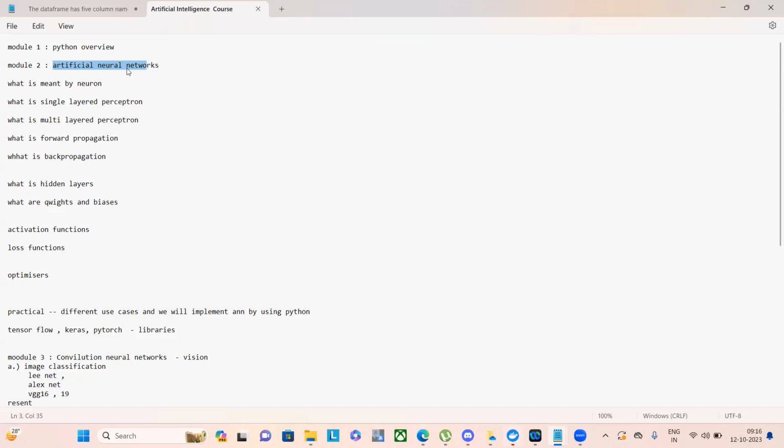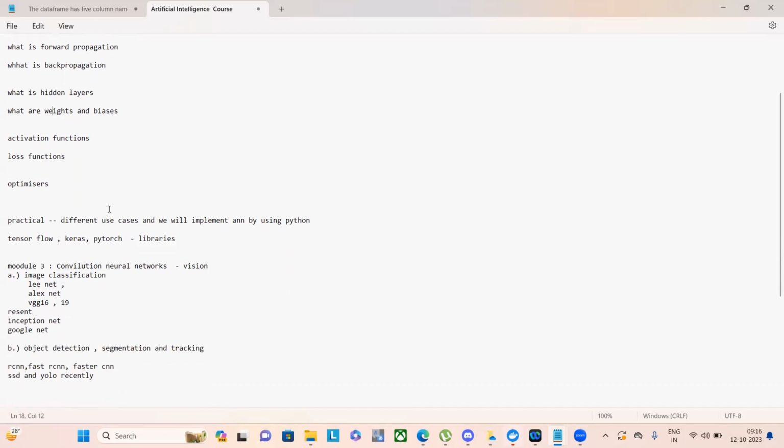What is meant by error? How do the weights get updated? What is meant by weight? All these things will be covered very clearly, as well as activation functions. What is the purpose of an activation function? Why do we need an activation function? What are loss functions? What are optimizers? All these topics will be covered in artificial neural networks, which are most essential for computer vision as well as for NLP.